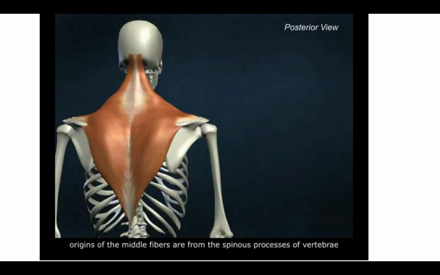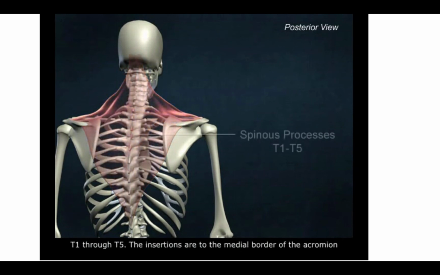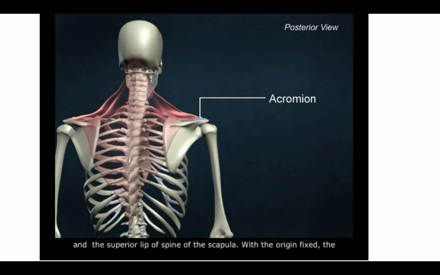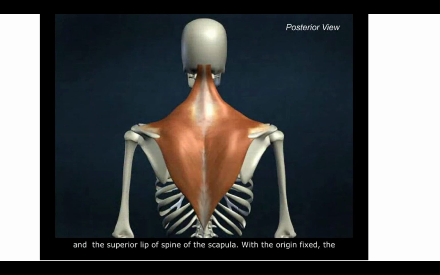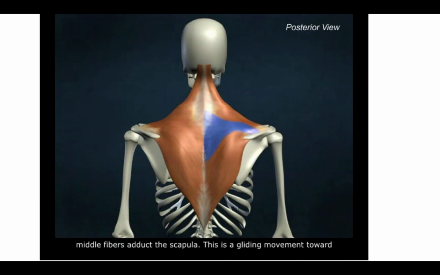The origins of the middle fibers are from the spinous processes of vertebrae T1 through T5. The insertions are to the medial border of the acromion and the superior lip of spine of the scapula. With the origin fixed, the middle fibers adduct the scapula. This is a gliding movement toward midline. The middle fibers are innervated by the spinal accessory nerve.